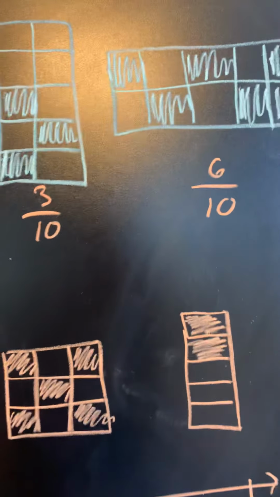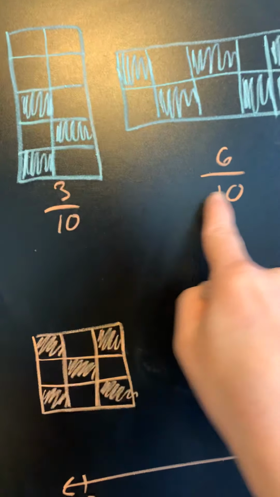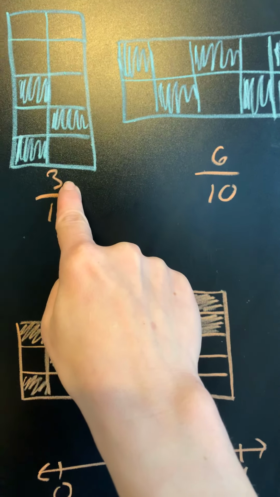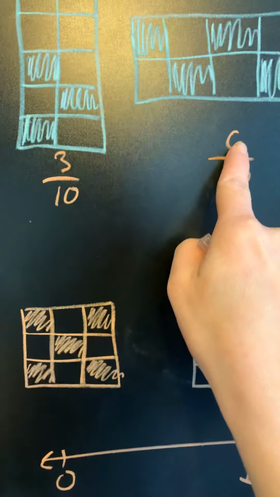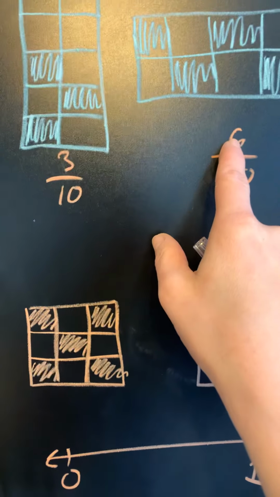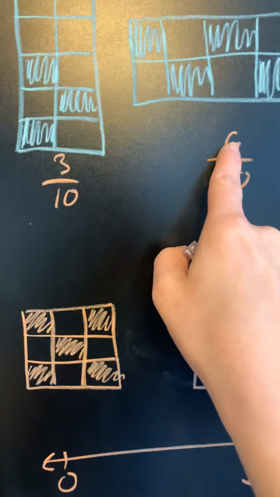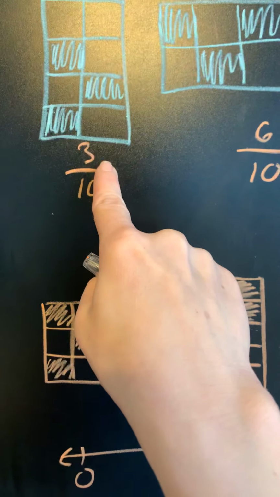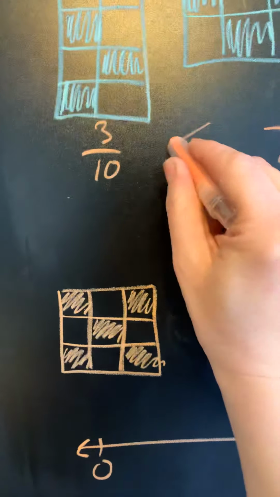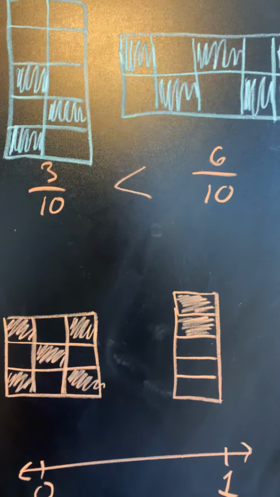Are these equal? Well, no. My denominator is the same, so I'm looking at my numerators. Which one is bigger? 3 or 6? 6 is bigger. 6 parts is greater than 3 parts. So when I compare these, 3/10 is less than 6/10.